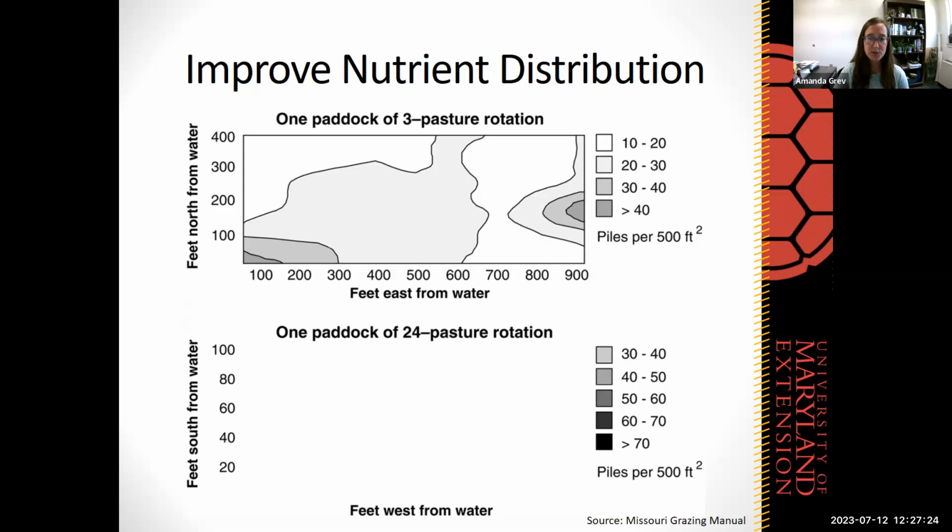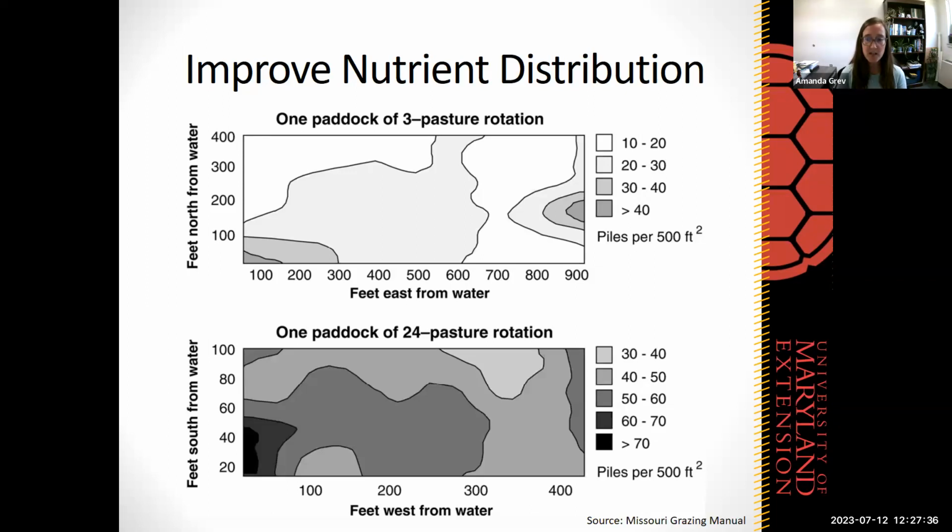If we were to tighten that up and instead do 24 different pastures, basically a more intense rotation, give those animals a smaller area for a shorter period of time, we really increase the amount of manure piles we get across that whole area. So we're evenly spreading that out through the whole field and increasing the density of the manure across that whole area.